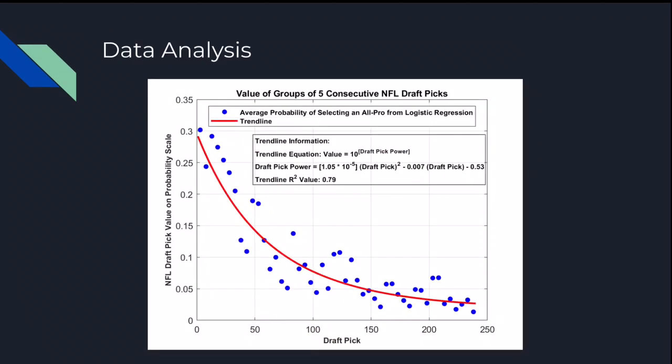Rearranging the quadratic equation just discussed and solving for draft pick value produced the trend line shown in this plot. The exact trendline equation is given in the plot, and it models how the value of a given draft pick compares to the value of another draft pick. The r-squared value of this trendline is 0.79.